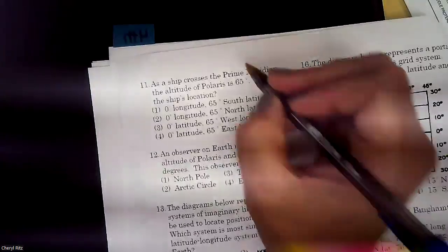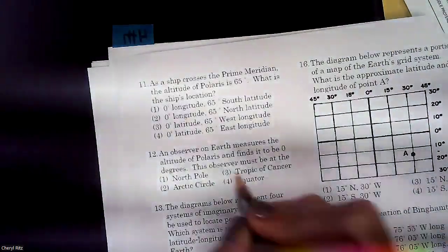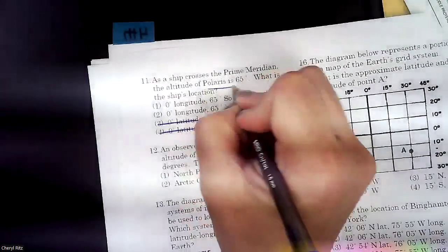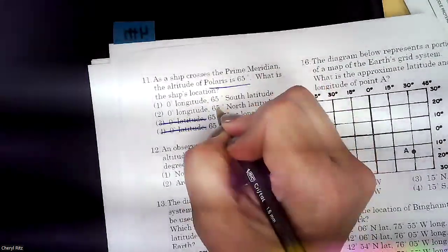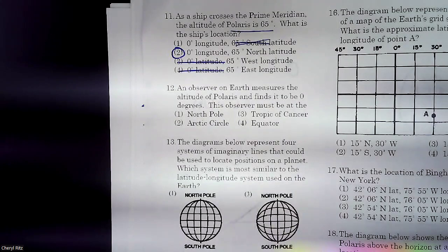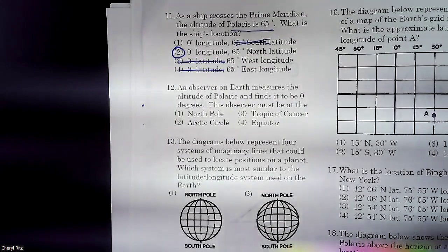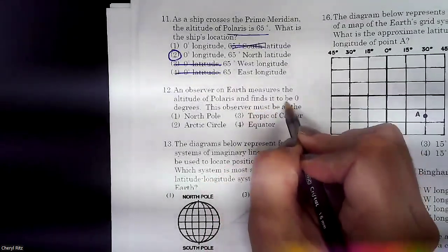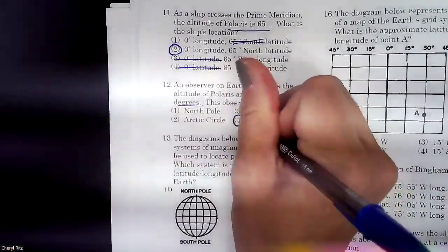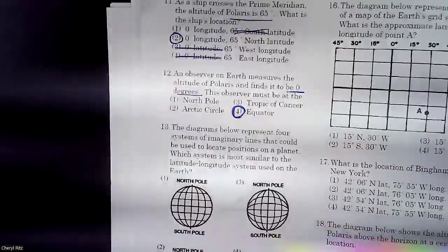Cross the prime meridian. When you're at the prime meridian, that's a longitude of 0, not a latitude of 0. And altitude of Polaris is 65. So we're 65 degrees north. Can't see it in the south. That's answer 2. They measure the altitude of Polaris to be 0 degrees. That means their latitude is 0 degrees. That means you're at the equator.